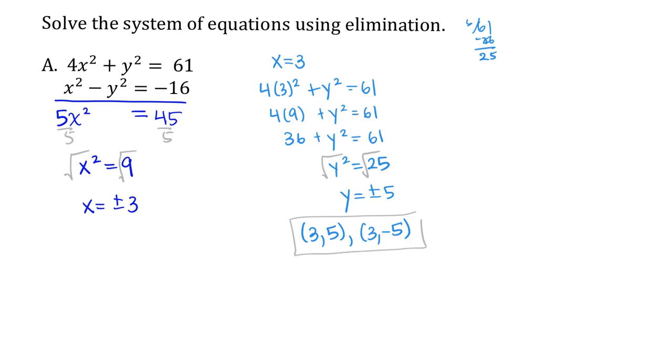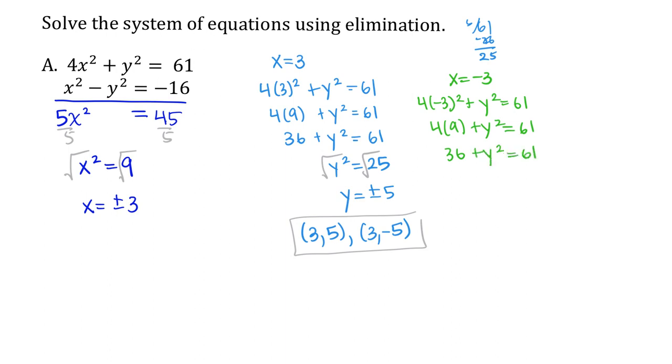Okay, now the problem is I didn't even plug in negative 3 yet. So I'm going to go and plug in negative 3. Doesn't matter which equation I plug it into. Okay, I'm going to plug it in the first one. So it's 4x squared plus y squared equals 61. Order of operations, 4 times 9. Oh, this is starting to look familiar, doesn't it?